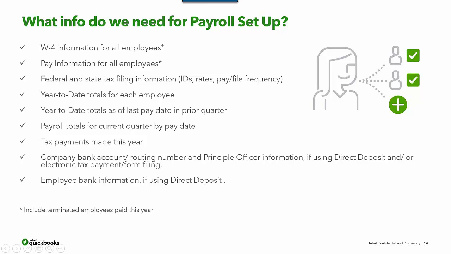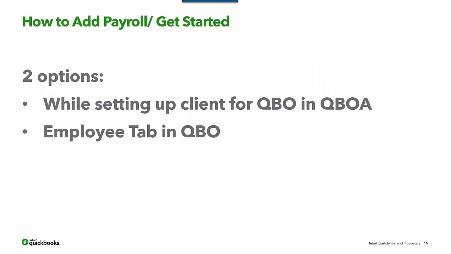And then if you are going to use direct deposit or electronic services for paying and filing the taxes, you'll want to make sure you have a company bank account and routing info and principal officer information so that we can go through a validation process on the bank account, and then also employee bank information if you're using direct deposit. When you're setting up employees, you can print the authorization form for them to fill out their routing and account number. We actually have a new piece of functionality too, and I'll get to that in a moment, for employee onboarding.